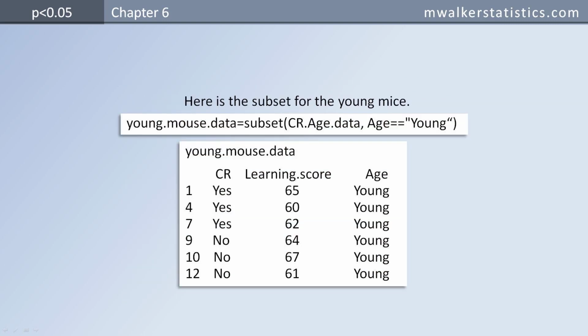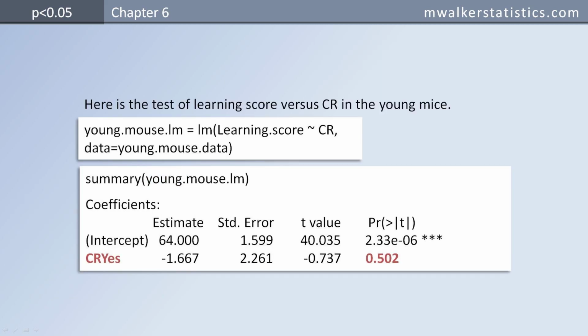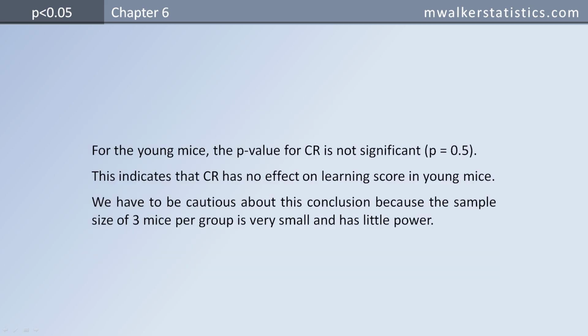Here is the subset for the young mice. Here is the graph for the young mice. Here is the test of learning score versus CR in the young mice. For the young mice, the p-value for CR is not significant, p equals 0.5. This indicates that CR has no effect on learning score in young mice. We have to be cautious about this conclusion because the sample size of 3 mice per group is very small and has little power.